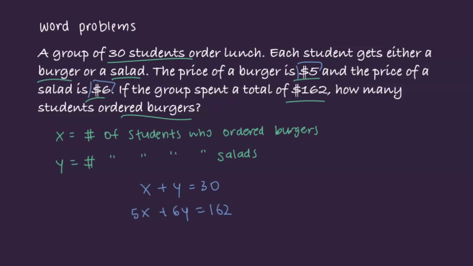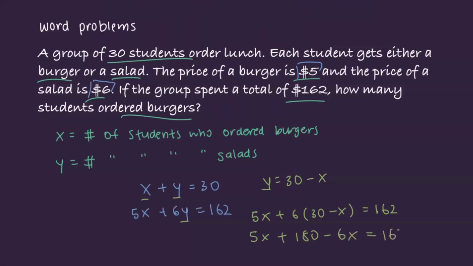Let's use substitution. We can choose either x or y to be our main variable, and let's stick with y. So y equals 30 minus x. And then we can substitute y into our second equation. We have 5x plus 6 times (30 minus x) equals 162. And we have 5x plus 180 minus 6x equals 162.